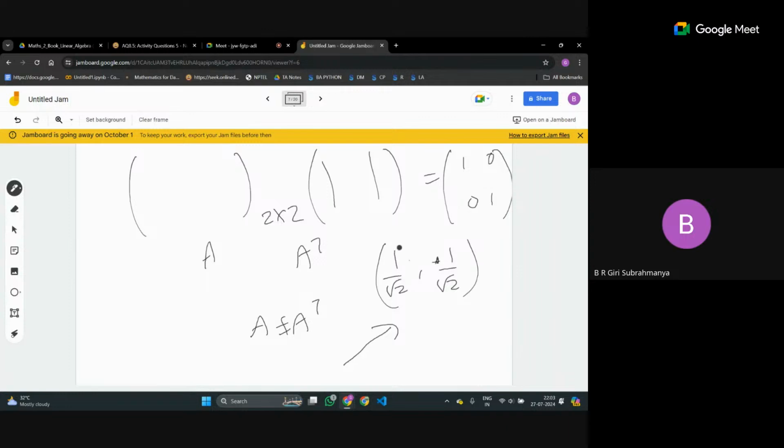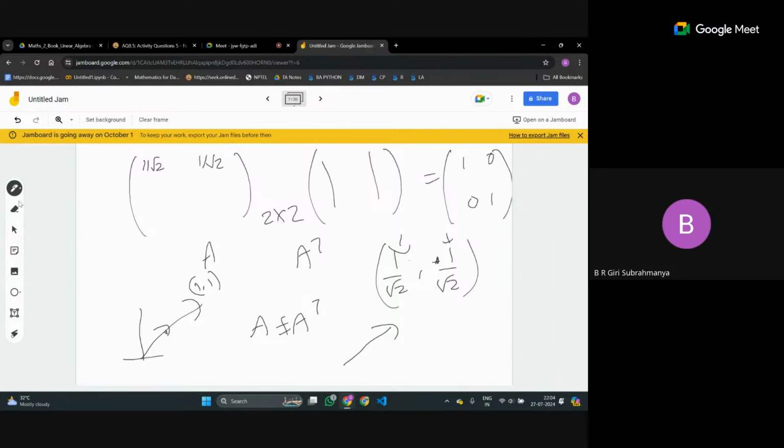1 by root 2 squared will be 1 by 2. Square of the second term will also be 1 by 2. Add these two, we get 2 by 2, you'll get 1. So this is like you have 1 comma 1, and 1 by root 2 comma 1 by root 2 is the unit vector form of this, right? So let's say we have this as the first row vector, okay? 1 by root 2, 1 by root 2.